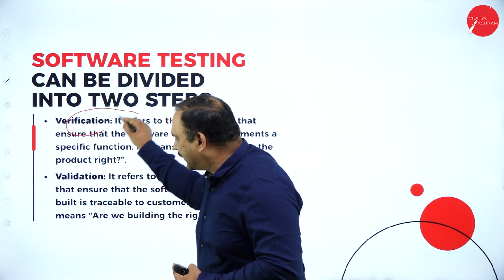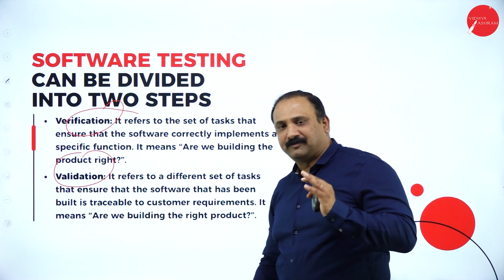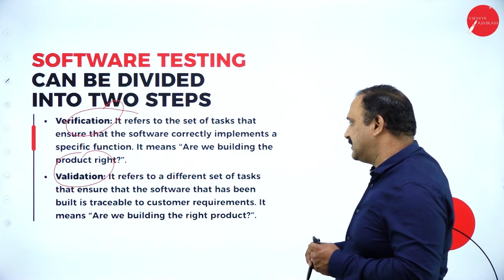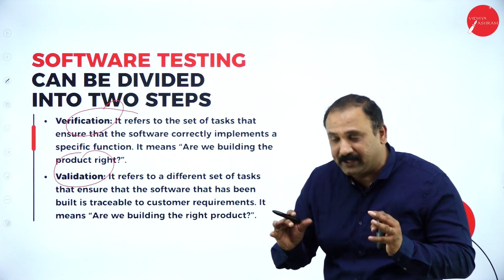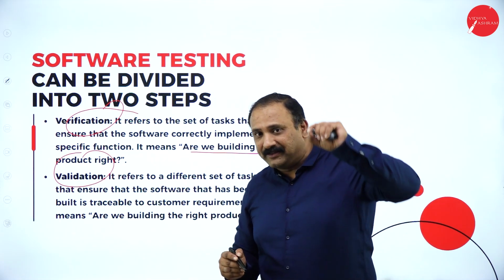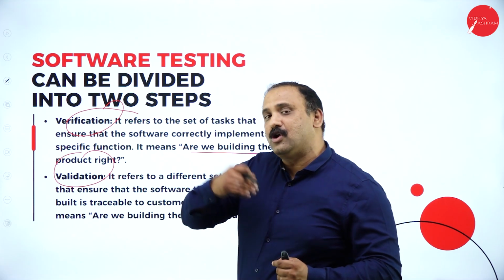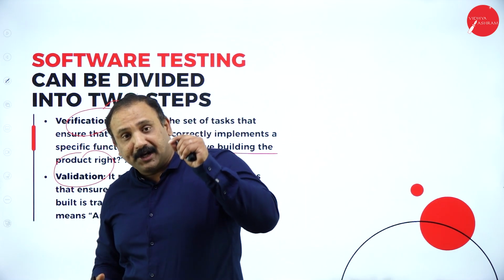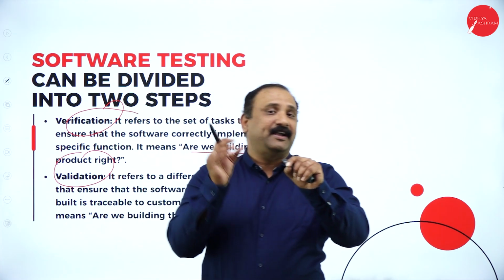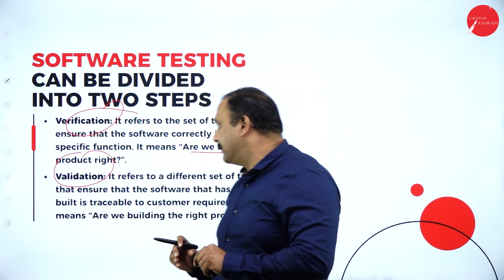Now, software testing can be divided into two steps. Step one is the verification, and then comes the validation. Now, verification refers to the set of tasks that ensure software correctly implements that specific function. Are we building the product right? Now, this is a very, very important question here. Are you doing the right thing to build the product? It is not that I know the product. It is not that I have done it many times. But are you doing the right thing that has been mentioned? The right product, the right kind of custom, the right kind of functionality that has been asked by the user.